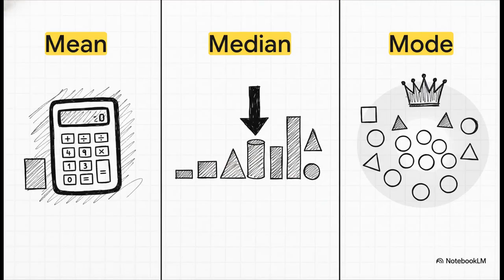And there are three main ways we find that center. The mean is just what most of us call the average. You just add them all up and divide. The median is the number that's smack dab in the middle after you've lined up all your numbers from smallest to biggest. And the mode? That's the easiest one of all. It's just the number that shows up most often.